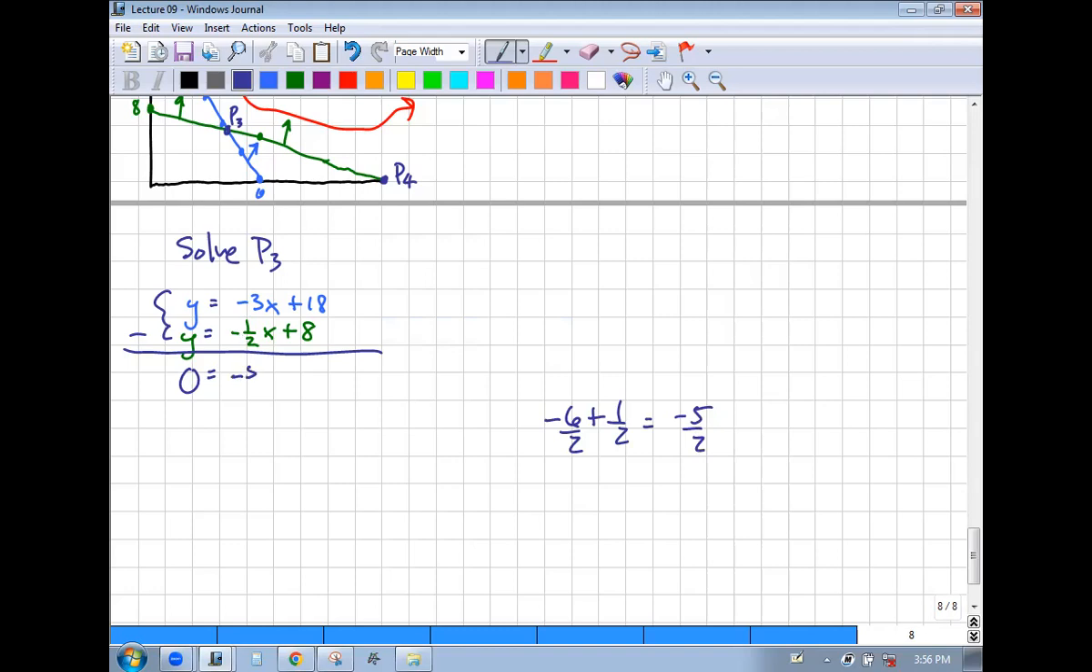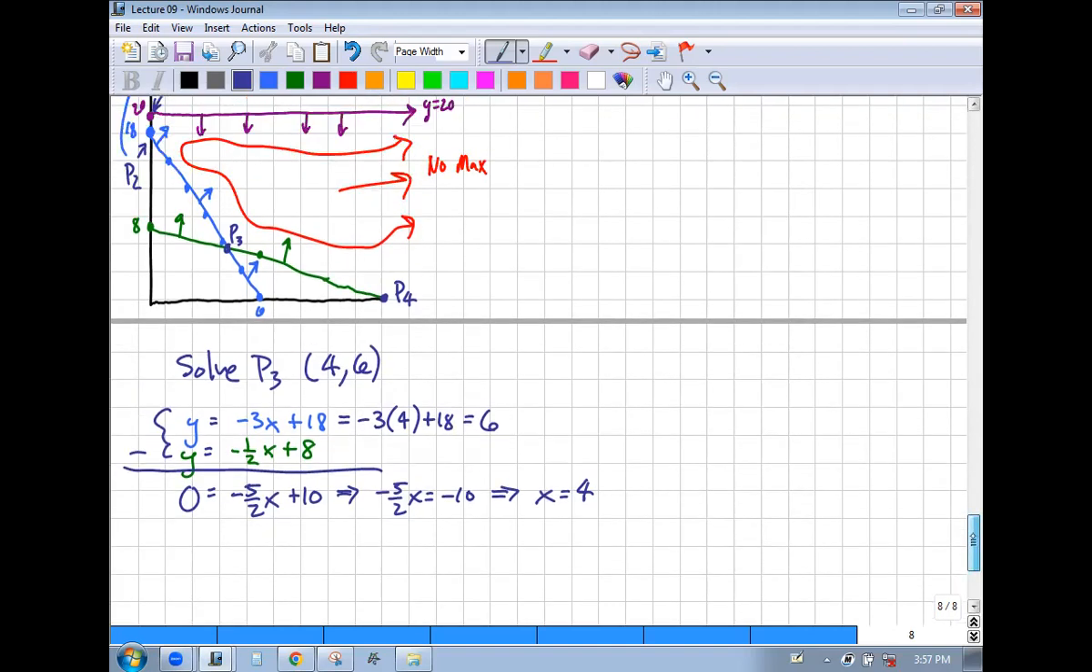So right here we have minus 5 halves x. And then 18 minus 8 is 10. So that tells us that minus 5 halves x is equal to negative 10. So x is 10 times 2 is 20, divided by 5 is 4. So now we know what x is, we can figure out what our y is. X is 4. So 18 minus 12 is 6. So P3 is 4, 6.